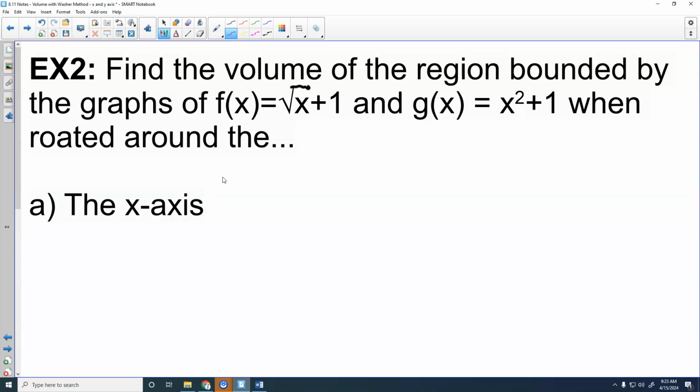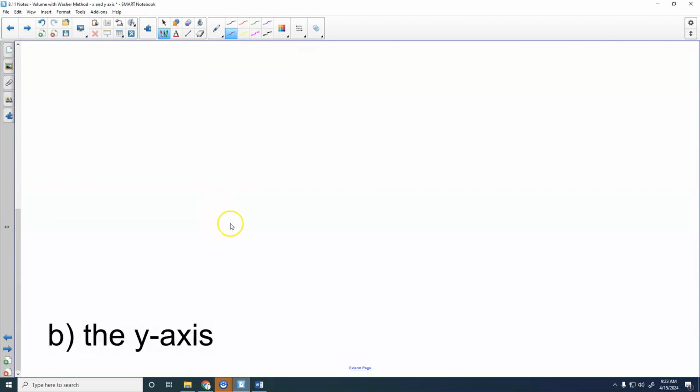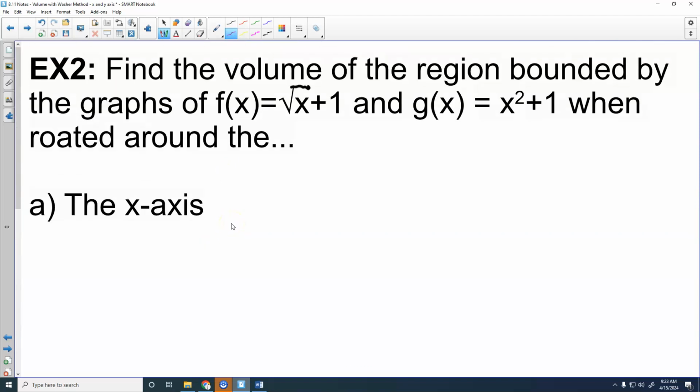Problem 2 says find the volume of the region bounded by the graphs of f of x equals the square root of x plus 1 and g of x equals x squared plus 1, when rotated around either the x-axis or, in this part right here, the y-axis. I probably didn't leave you enough room, but maybe we can figure it out. We might do this with the calculator anyway when we get to the end. So first, whether we're doing the x-axis or y-axis, we need a sketch of the graph to figure out what's going on here.